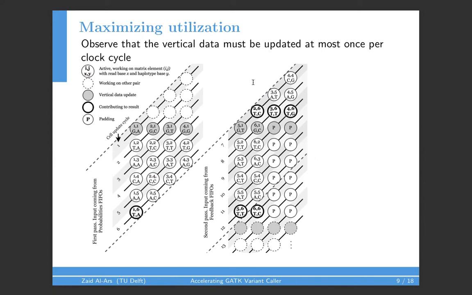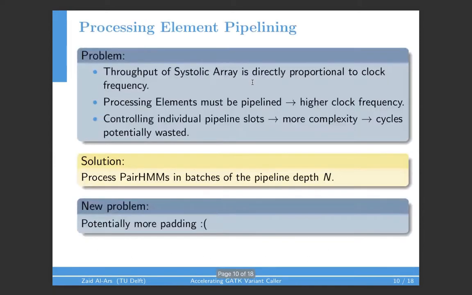The figure shows that every clock cycle, we need to pass one piece of data through the systolic array elements. This means that in order to increase the throughput of the systolic array, we need to increase the clock frequency of the processing elements. And in order to increase the clock frequency of the processing elements, we need to use a pipelining structure within the processing elements.